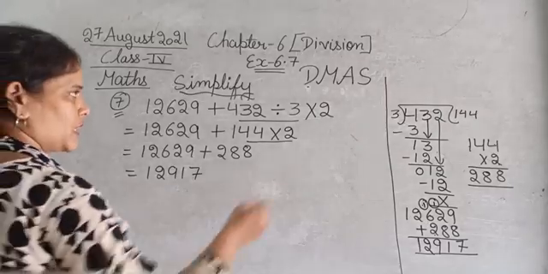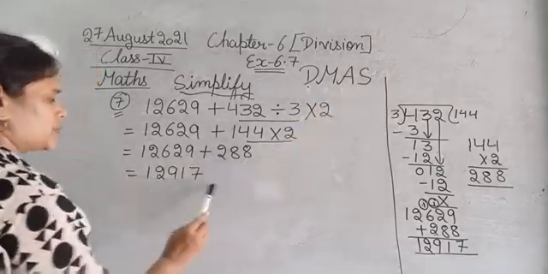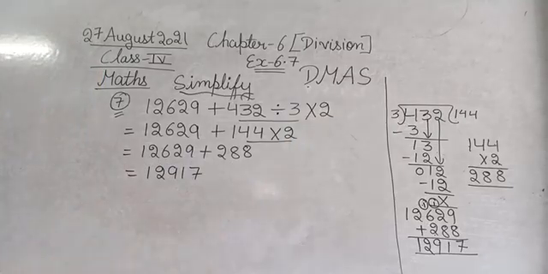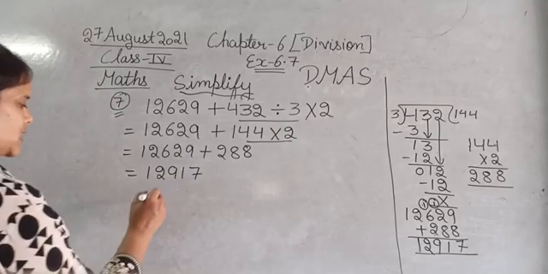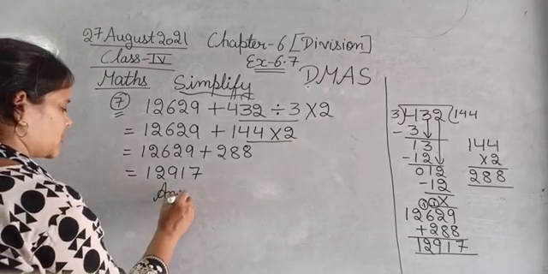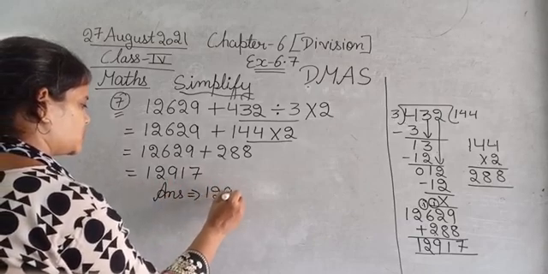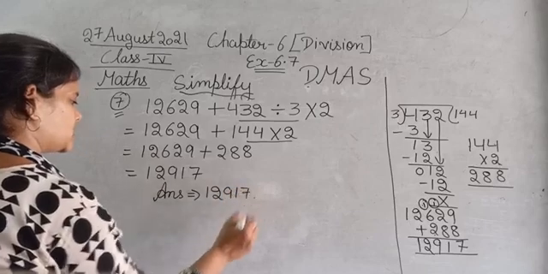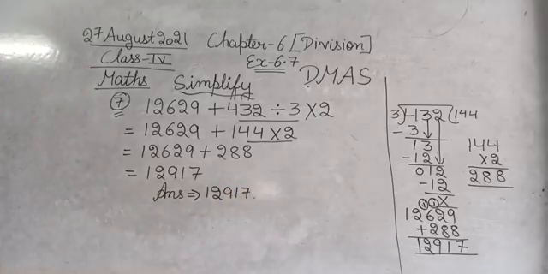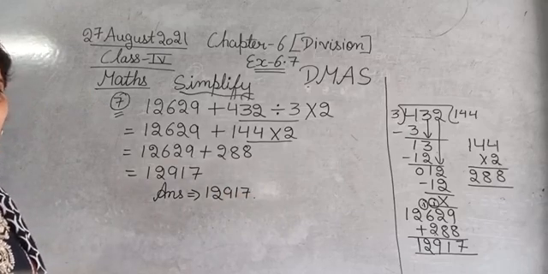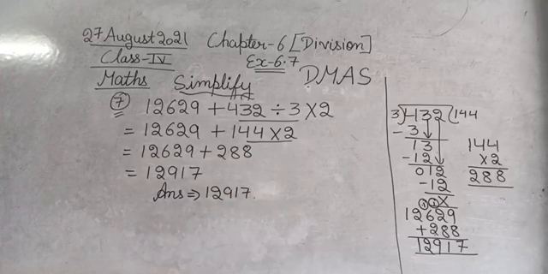After this we are having S as subtraction, but हमारा sum complete हो गया है. So that is the answer. So now we are going to write the answer separately. Answer is equal to 12,917. So this is the solution of question number 7. Okay. So you can pause your videos here and note it down in your notebooks.